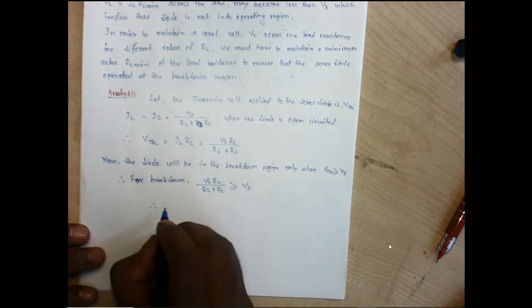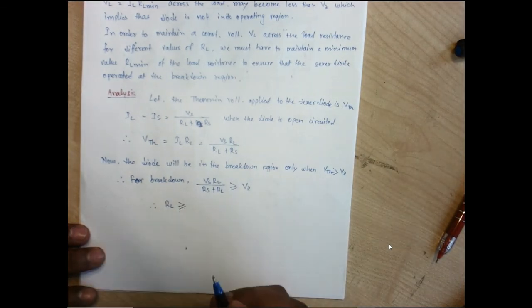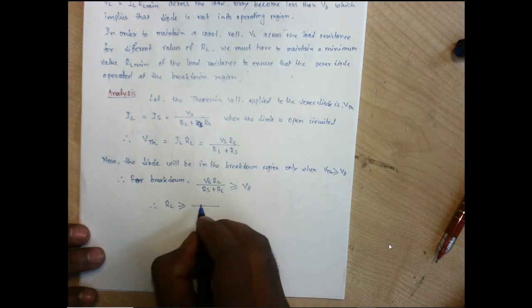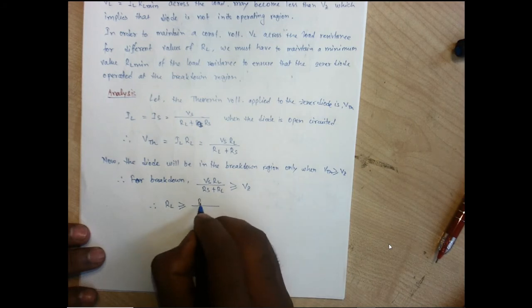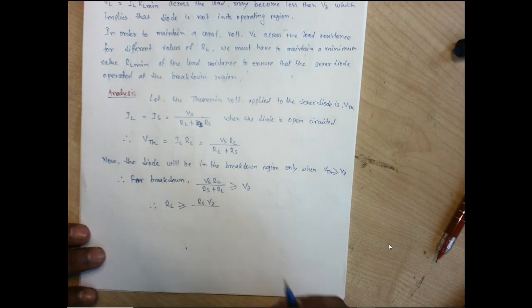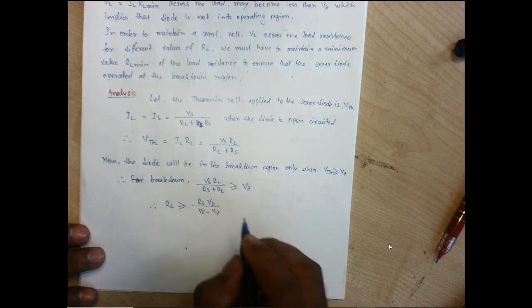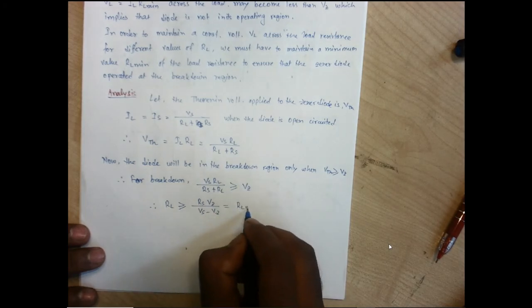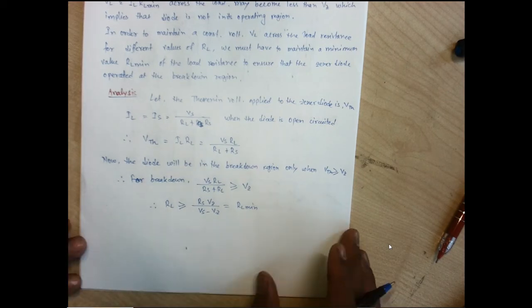So what will be this RL that we need to maintain? That should be greater than or equal to RS VZ by (VS minus VZ), which is equal to RL min, which we need to connect as a load to have the breakdown from the Zener diode.